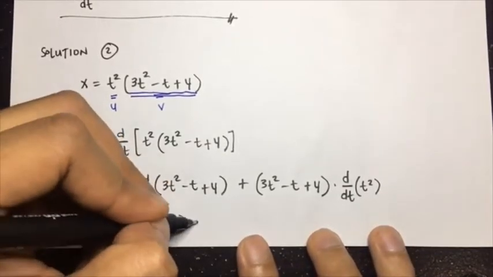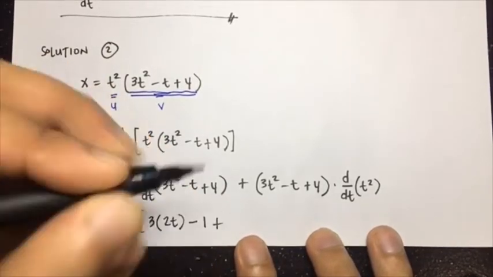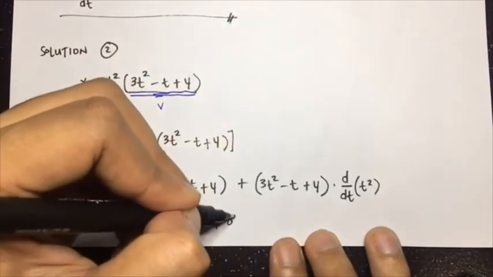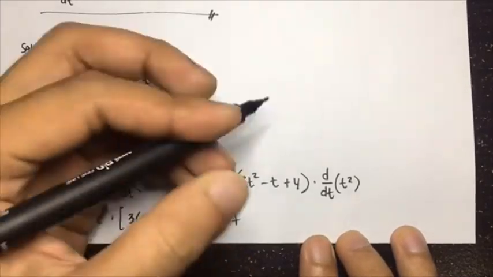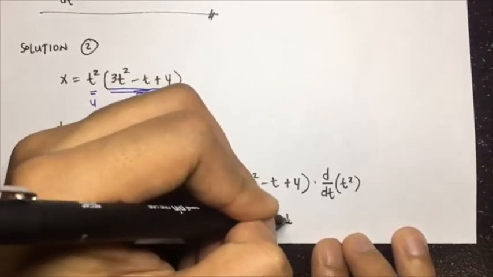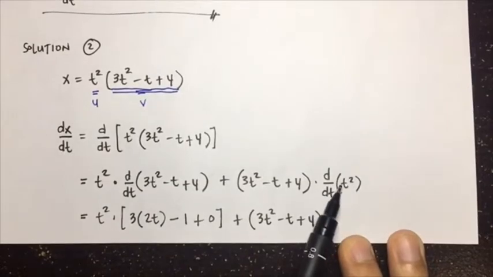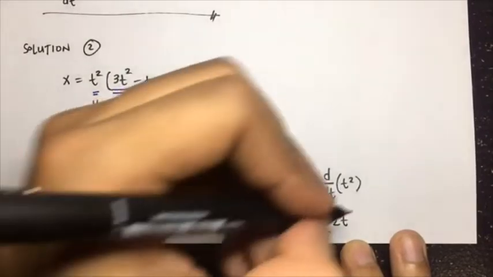Okay, minus the derivative of t with respect to t, that will become dt over dt, which is equal to 1. And then plus the derivative of 4, so 4 is a constant, and the derivative of a constant is 0. Okay, so plus, copy this, 3t squared minus t plus 4 multiplied by the derivative of t squared, so that is 2t. Okay?